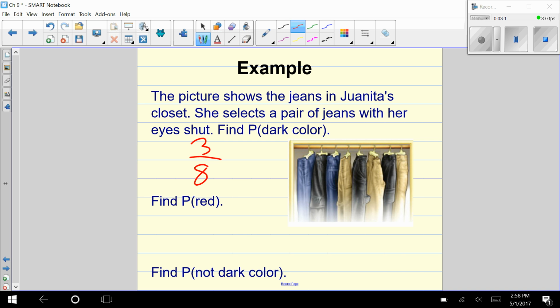The probability of her choosing red. Well, there's no red ones, so we would have 0 over 8, but we always put probability in simplest form. That is 0. And the probability of not a dark color. Well, the probability of a dark color is 3/8, so 1 minus 3/8 is 5/8.